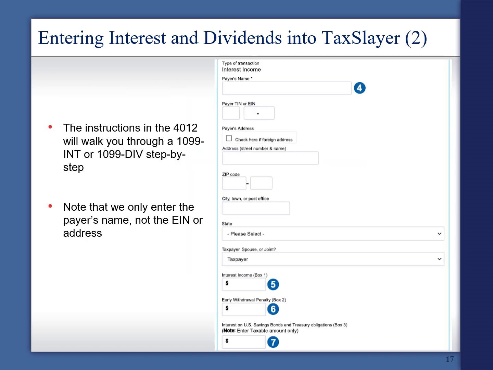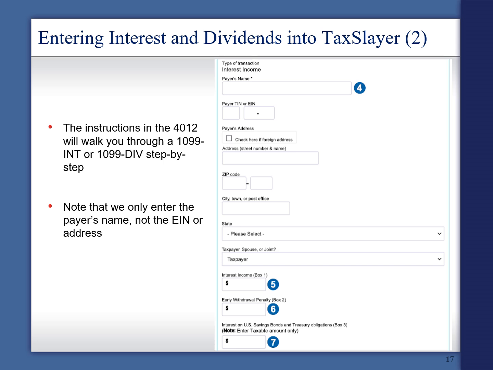The reason why we don't enter the payer's EIN or address is because that information does not appear anywhere on the tax return. Why is it in TaxSlayer? Don't know. That's one of those unanswerable questions in life that we will never, ever find the answer to.